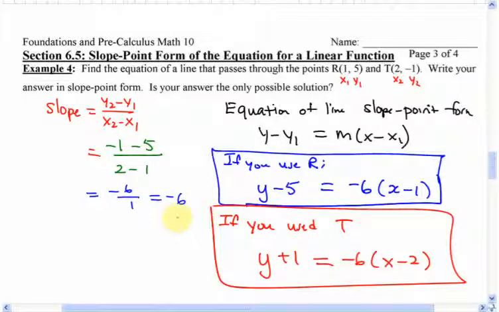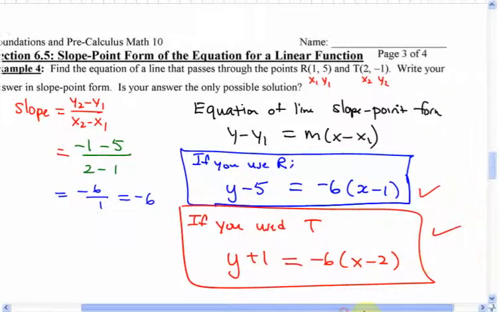Which one's right? R. Both. R. Both are correct. Okay? Both actually are the same thing. Now, if you're thinking, they don't look the same, Mr. Lee, how can you be the same thing? Well, let me just show you really quickly.